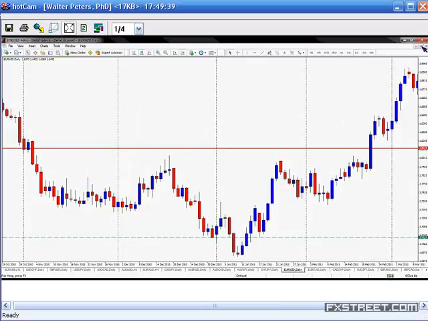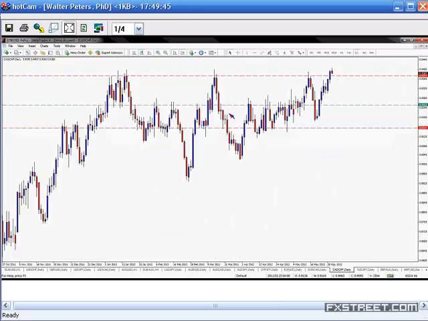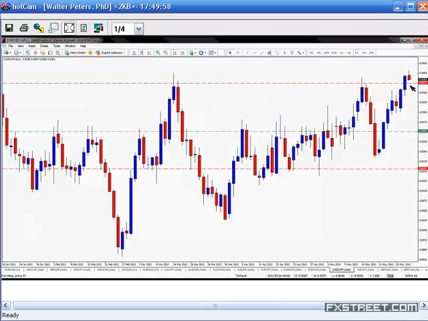CAD Swiss. Sure, we can look at the CAD Swiss. I think we have a few more minutes. CAD Swiss, that's a really interesting chart. If I were trading the CAD Swiss, I would want to see the market bounce off of 93.70.